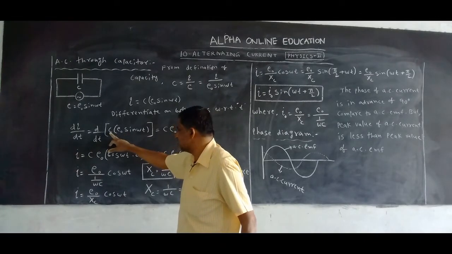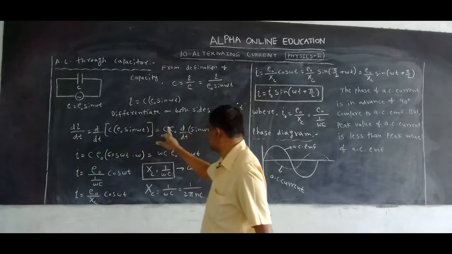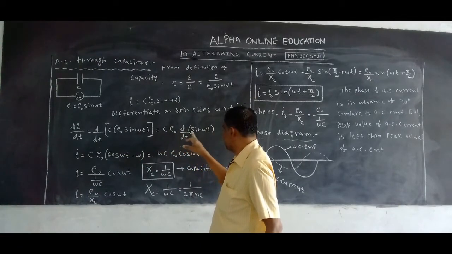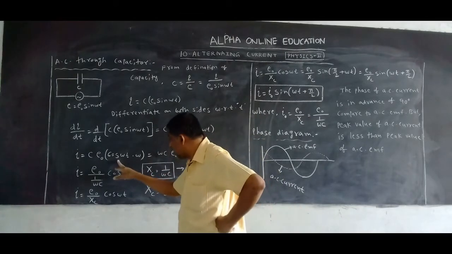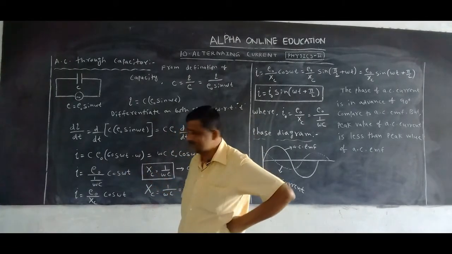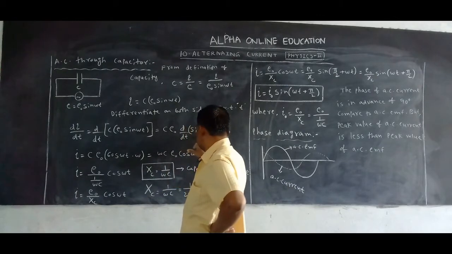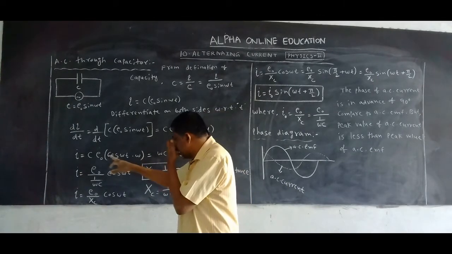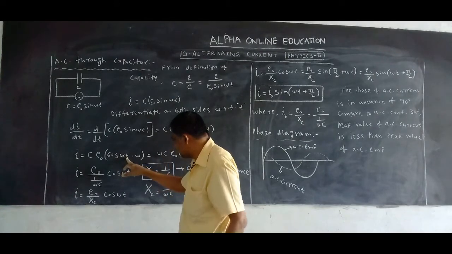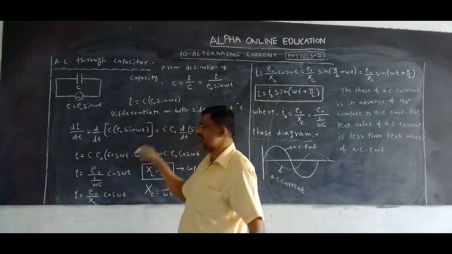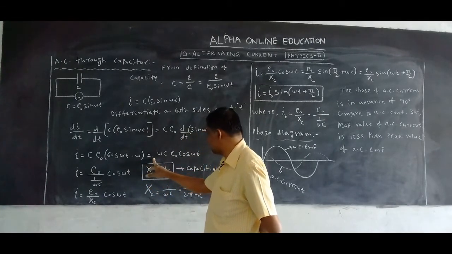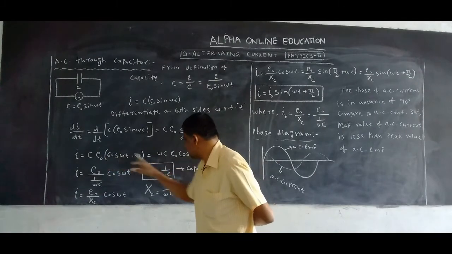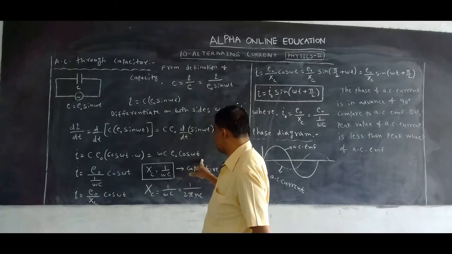C, the capacity, is constant, E0 is a constant, take them outside, d by dt of sin omega t. The differentiation of sin omega t with respect to t is how much? Cos omega t into omega, because we differentiate omega t with respect to t. So what we can get? I is equal to omega C E0 cos omega t.